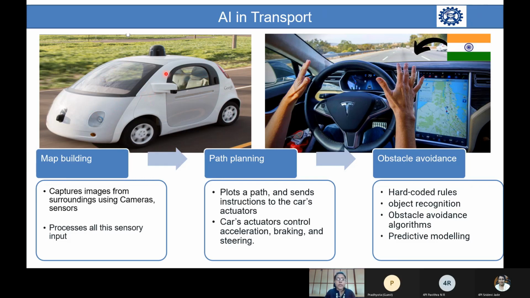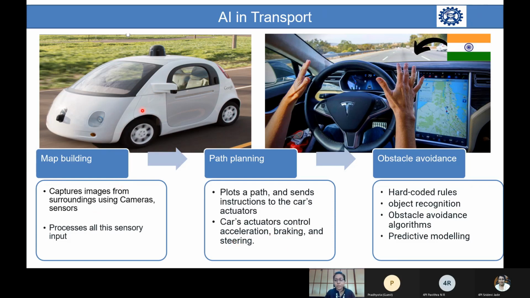In this car, in different parts of the car, there are sensors and cameras. Those sensors capture images from the surroundings and process those images. Based on this processing, the car plots a path and sends instructions to the car's actuators. The actuators control acceleration, braking and steering based on the images they captured.